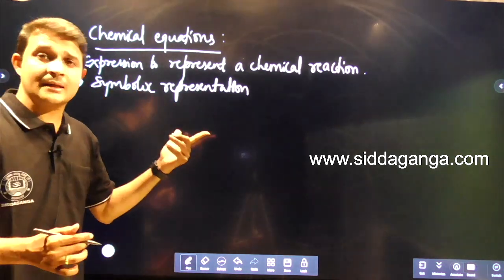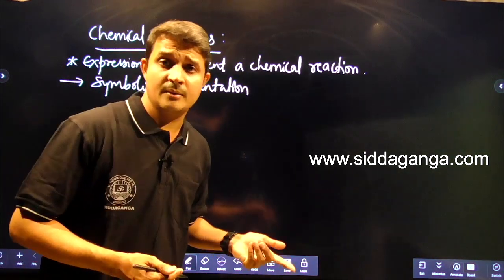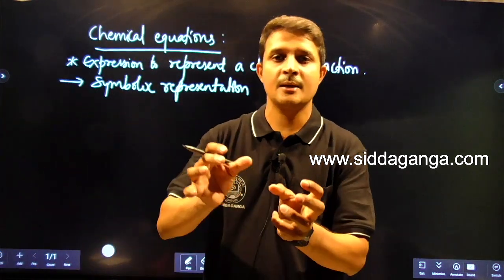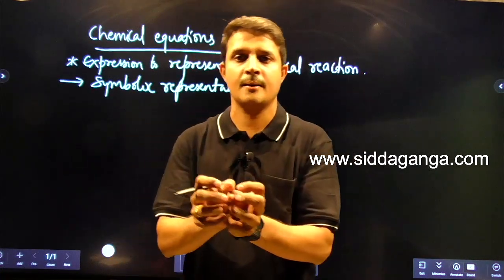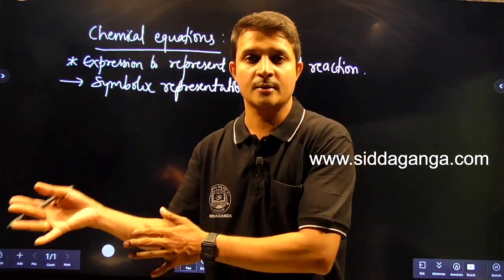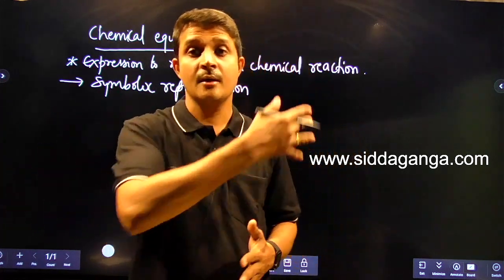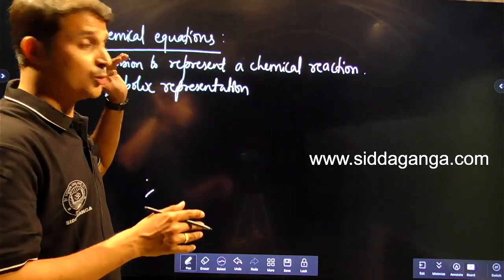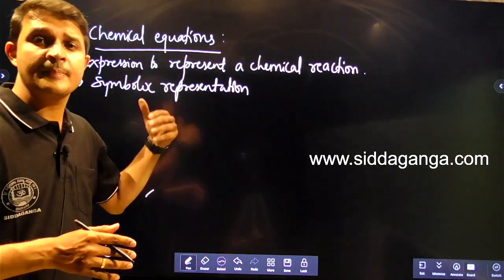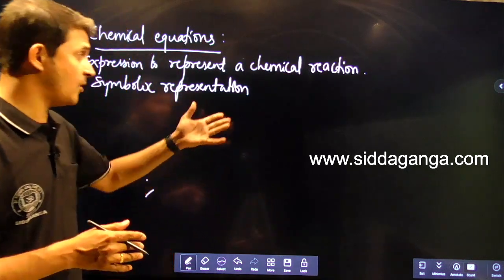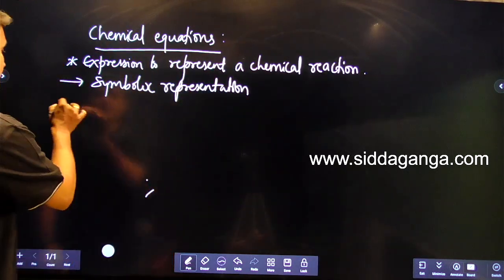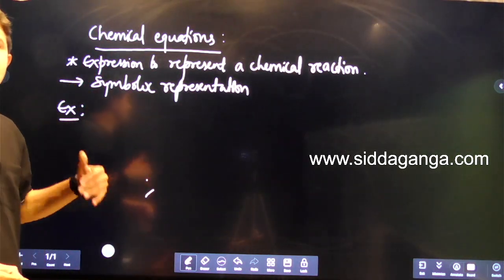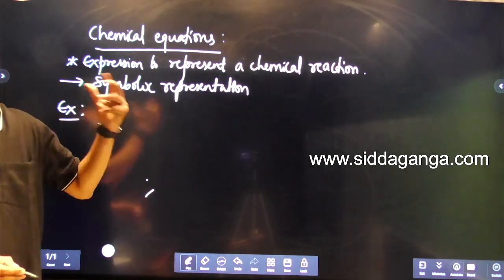So a symbolic representation of a chemical reaction requires chemical formulas, is it not? The chemical formulas of the substances combine to give rise to the product, reactants to products. So chemical formulas are involved, therefore we have taken up the chemical formula first. When you know the chemical formula, we can combine them to form the product. So let's understand with an example.